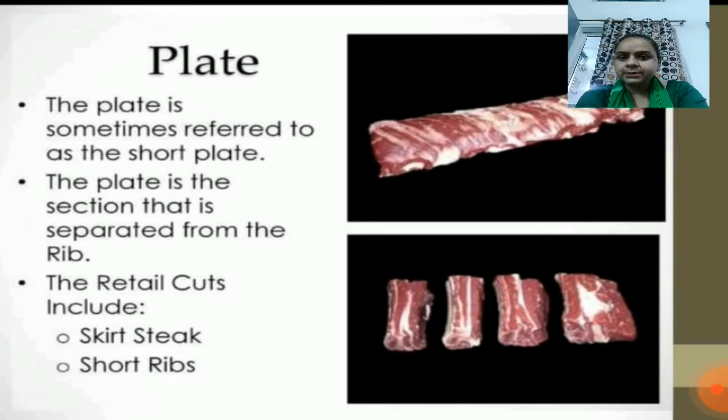Plate. The plate is sometimes referred to as the short plate. The plate is a section that is separated from the rib. The retail cuts include the skirt steak and short ribs.